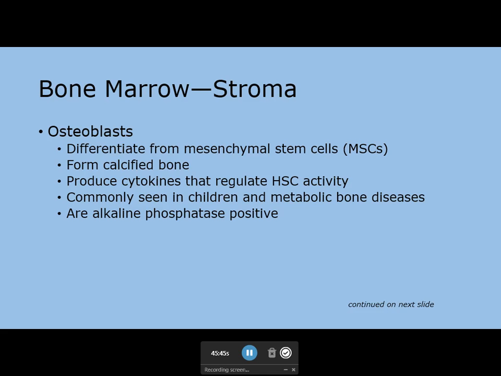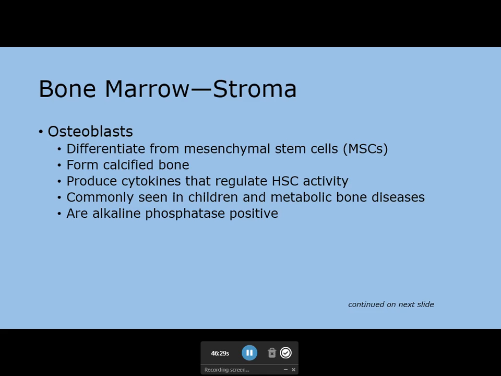So osteoblasts are basically cells that help produce new bone. Your bone is being broken down and reformed all the time in your body. The same bone you have as a 2-year-old is not the same bone you're going to die with. It's probably going to be broken down and reformed thousands and thousands of times as you grow. So you have these cells called osteoblasts that do this. They differentiate from mesenchymal cells, and they form calcified bone. They also help produce cytokines that control and regulate your stem cell activity.